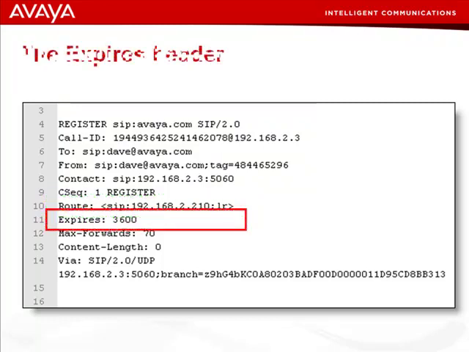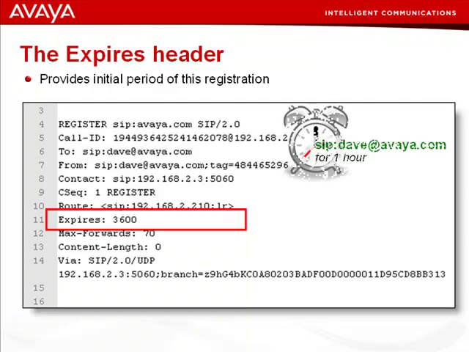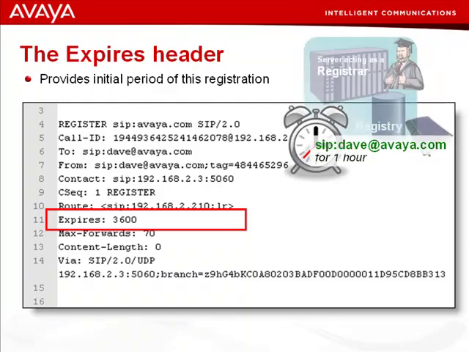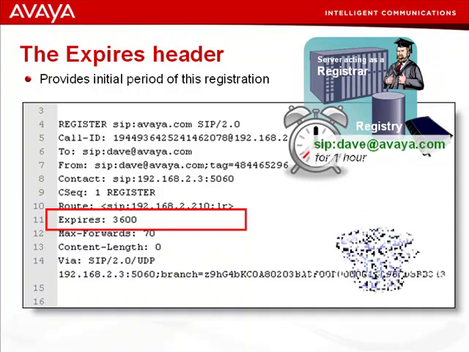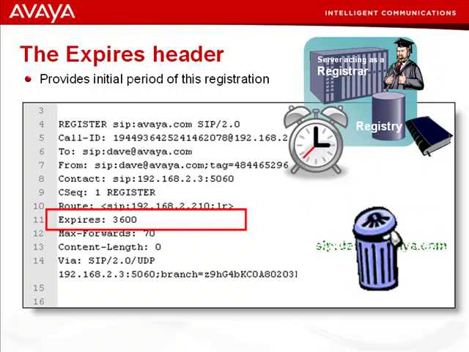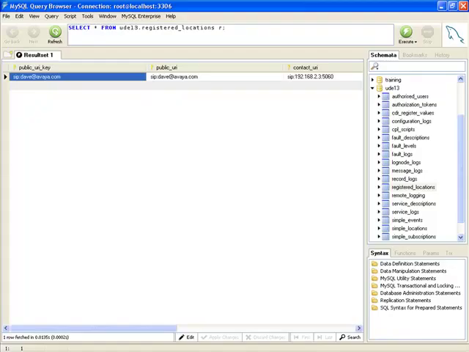The other header is the Expires header. SIP registrations often come with an initial period through which the registration will be valid, typically 3,600 seconds, the result of which is the registrar remembers that this registration is to be kept in the registry for just 1 hour, after which it will be removed. In fact, you can see the expiry recorded in the database.